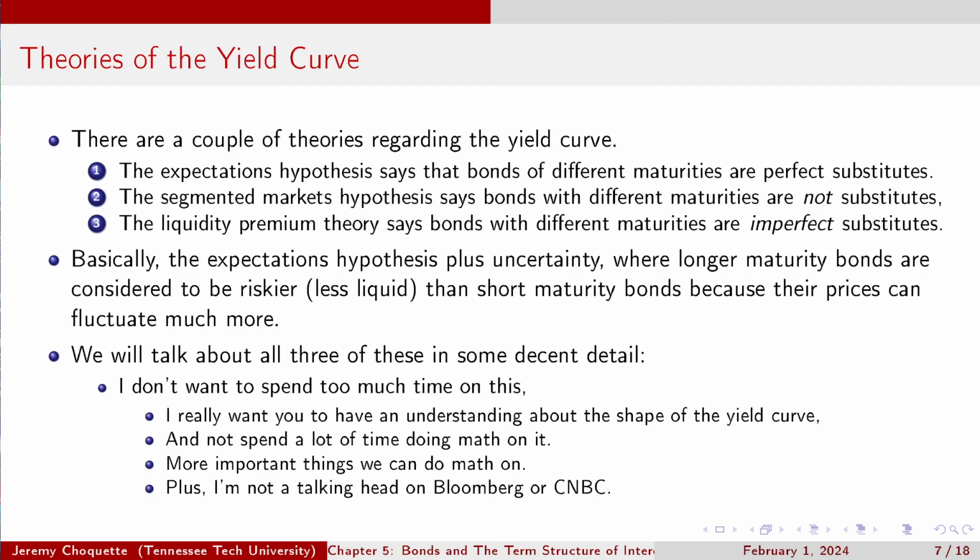Basically, the expectations hypothesis plus uncertainty, where longer maturity bonds are considered to be riskier or less liquid than shorter maturity bonds because their prices can fluctuate a lot more. So we'll talk about all three of these in pretty decent detail.